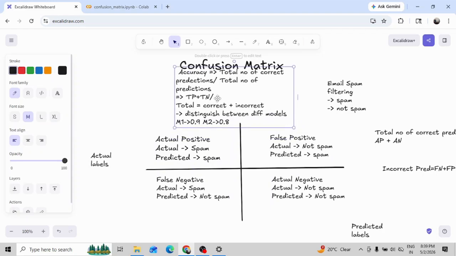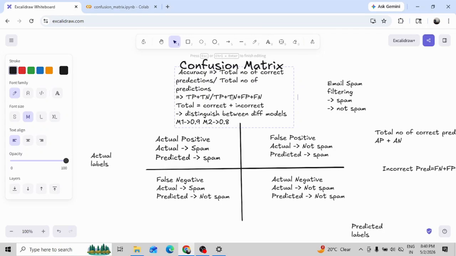So let me write here. It will include true positive as well as true negative, and it will also include the incorrect predictions, that is false positive and false negative. So this is the extended definition I've given of accuracy. So this was all about it.